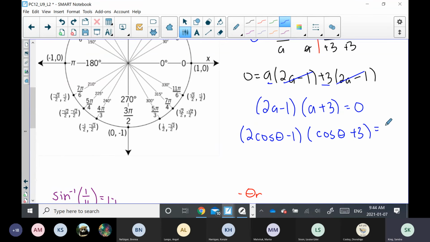Remember, don't ever drop that 0. Okay, from here, what do I do? Each factor, set it equal to 0 and solve. So hopefully you guys are able to just do this in your head. That would be 1/2. And this guy would be -3.